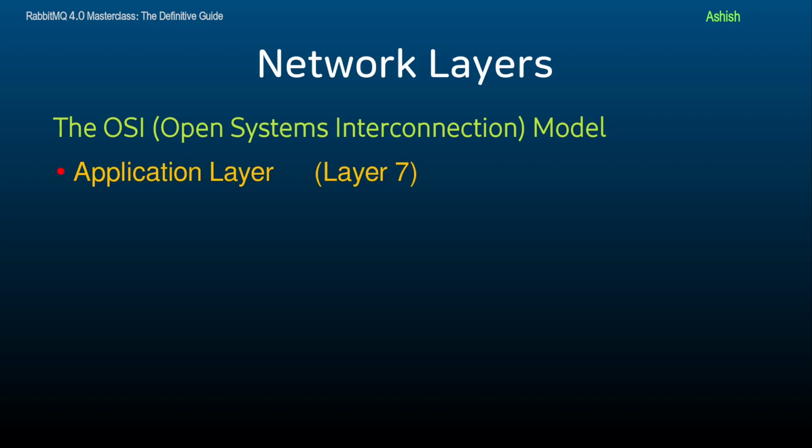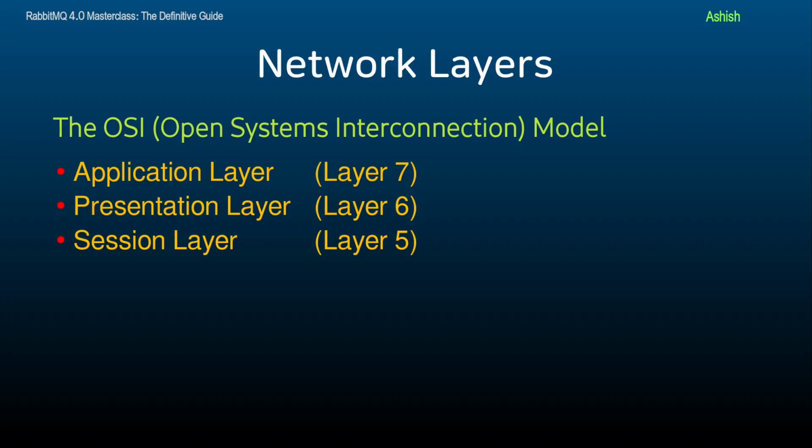Application layer is where end-user applications like email and web browsers interact with the network. Presentation layer is used for data format translation, encryption, and compression. Session layer manages sessions or connections between applications. Transport layer manages end-to-end communication and error correction, for example TCP or UDP.